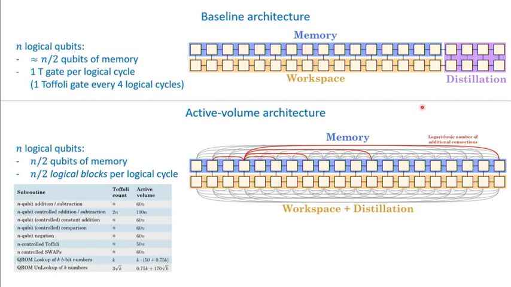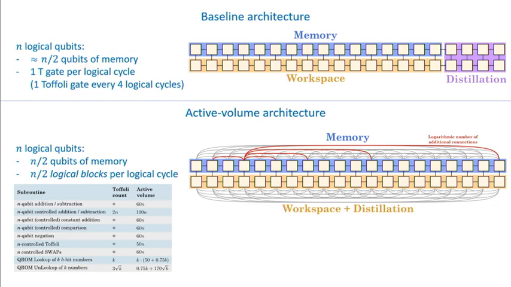A baseline architecture executes gates entirely sequentially. Magic states are produced in this distillation block and then consumed to execute logical operations, occupying the entire workspace to connect the produced magic state to whichever memory qubits participate in the logical operations. So if you have n logical qubits, then you have roughly n/2 logical qubits of memory, so you can execute quantum computations that require this many qubits.